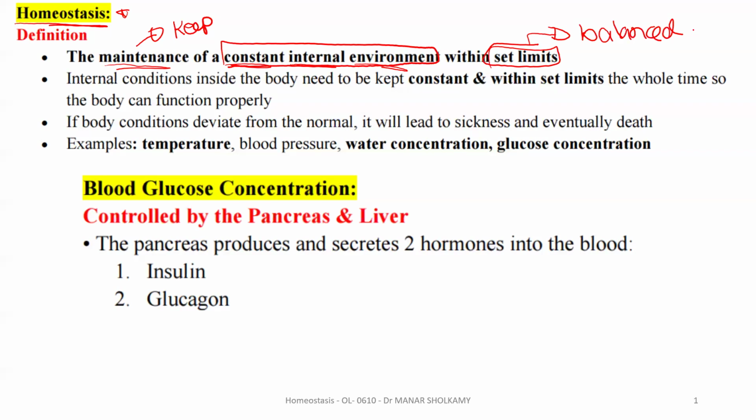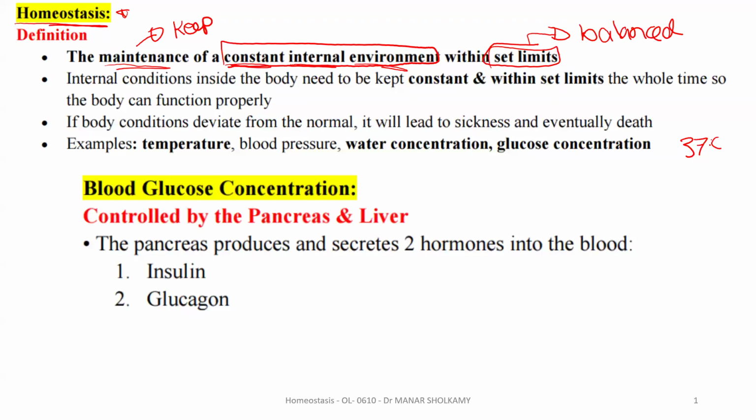For example, body temperature should always stay at 37 degrees. Carbon dioxide levels should always be balanced or in the middle. Oxygen levels should always be balanced. Heart rate, heart pressure, water levels, everything has to be balanced. Everything has to be within set limits. Nothing is allowed to exceed the limit or to be below the limit, because if anything is not at set limits, it's going to cause disease.